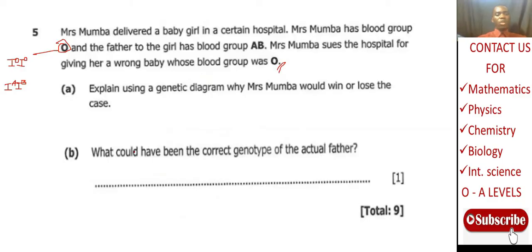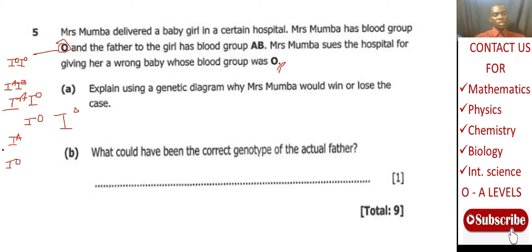Okay, so the only way it could have been possible, the correct genotype of the actual father, maybe if Mrs. Mumba was this blood group, then Mr. Mumba was maybe IAIO. This one is possible because when we cross this one, even when we just try using a Punnett square, let's try fast. So we have IO here, and we have IO. Then here we maintain. So this is Mrs. Mumba. Then we try this one, IA, IO.